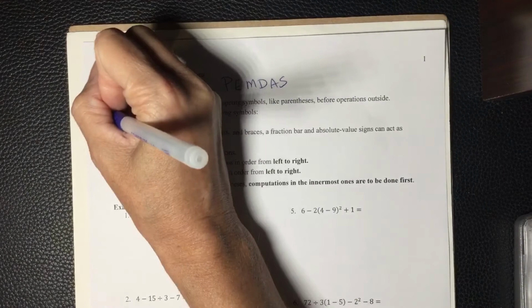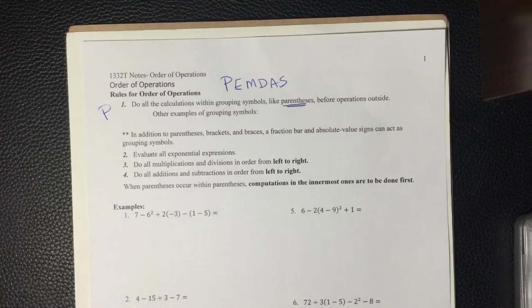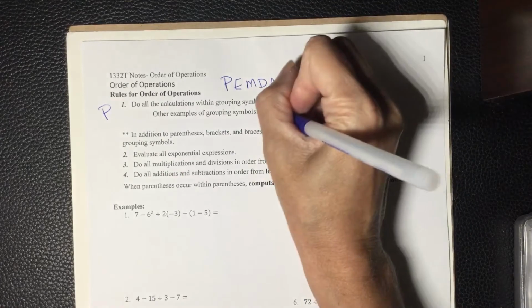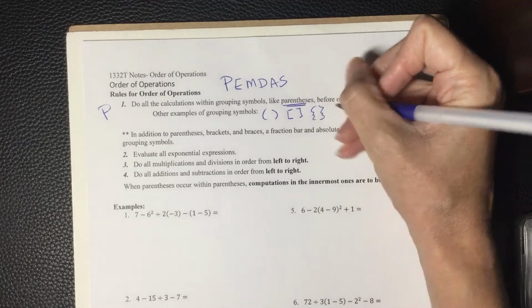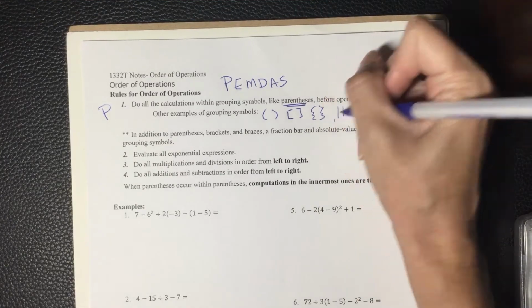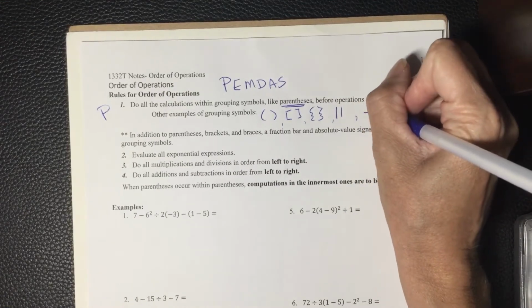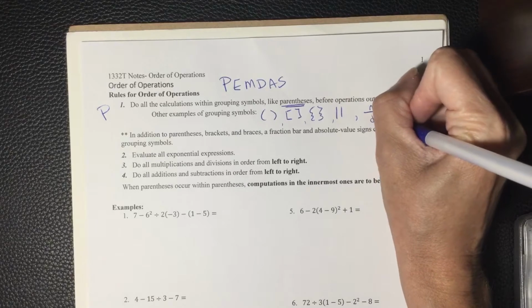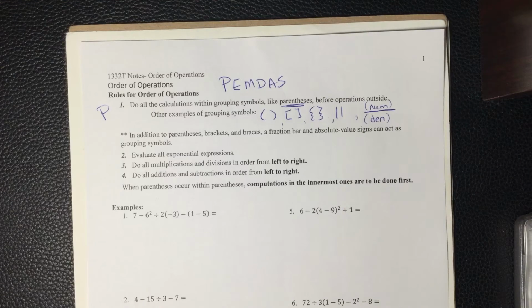So the first one is P, which stands for parentheses. And it's really not just limited to parentheses, it's any type of grouping symbols. You can have parentheses, brackets, curly braces, absolute value symbols. All of those are grouping symbols. Also in a fraction where you have a numerator and a denominator, there are understood parentheses around the numerator and denominator, even though they are normally not written. So we want to look inside of those and see if there are any operations that we can work.